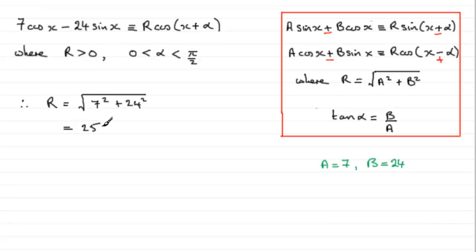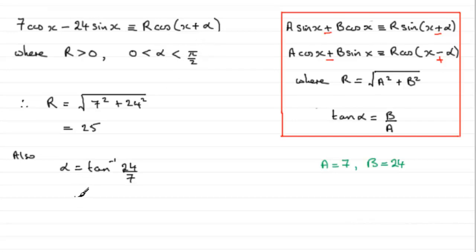So that's r. And now to get alpha, we know that tan alpha is b over a. So also I'd put tan alpha equals b over a, or I could jump one step and say that alpha equals the inverse tan of the b value over a, 24 over 7. And make sure you're in radians mode because alpha is in radians.